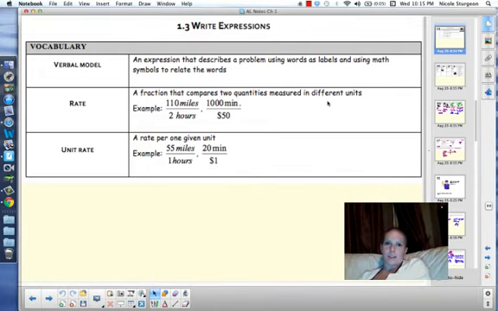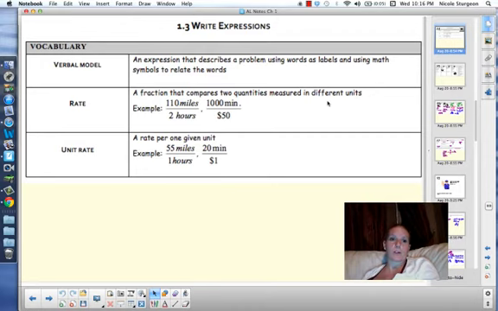Welcome back. We're going to look at section 1.3, which is over writing expressions. And remember that when we talk about section 1.3 and this idea of an expression, we're talking about using a verbal model to write an expression that describes a problem using words as labels and using math symbols to relate words.